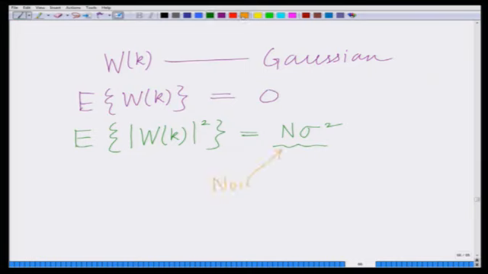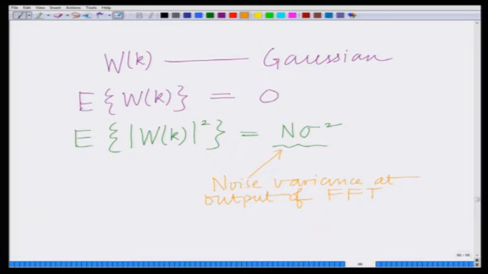So, we have characterized this. What is this? This is the noise variance at the output of the FFT operation at the receiver.